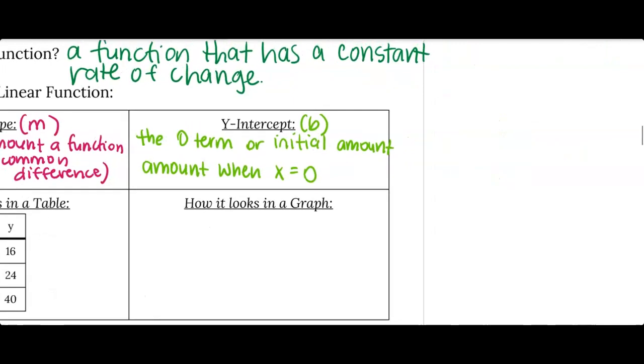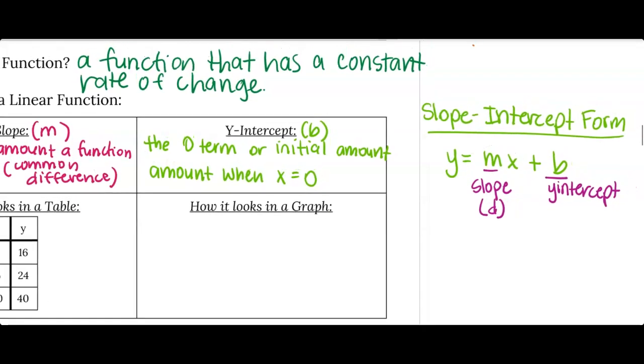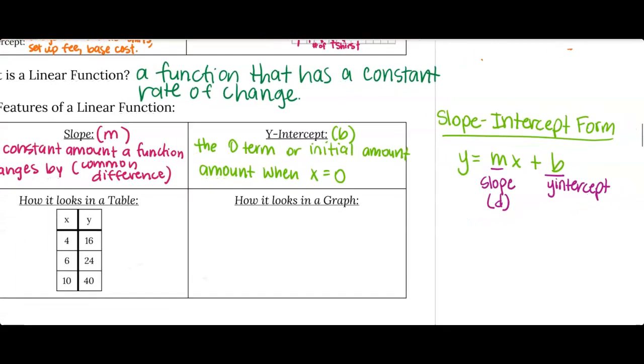So I've used these letters m and b, and I just want to take a second to talk about the major linear function form, which is slope-intercept form. You might remember this from middle school as y = mx + b, where m is your slope and b is your y-intercept. You can think of your slope also as d from when we did arithmetic sequences, because those are one and the same. So we would be using slope-intercept form in this unit.